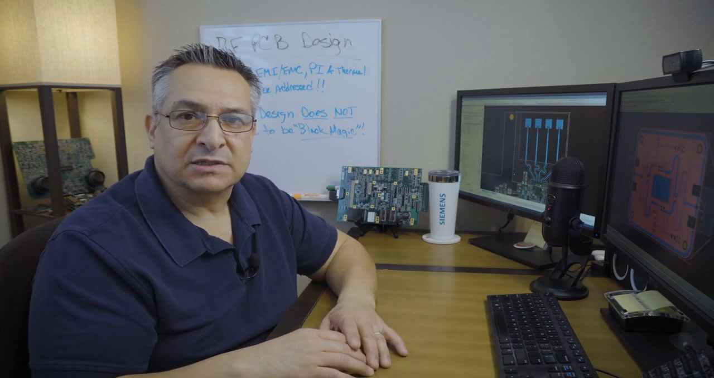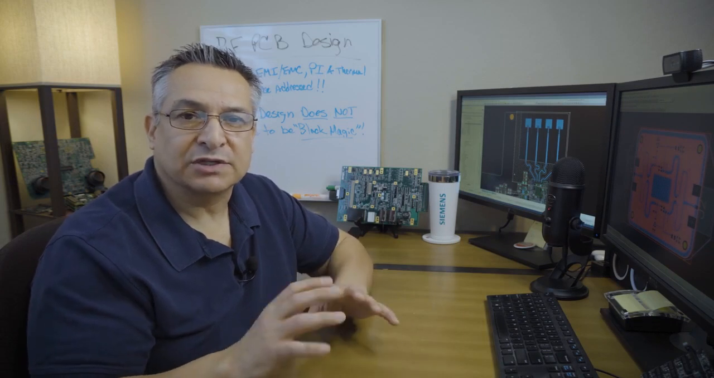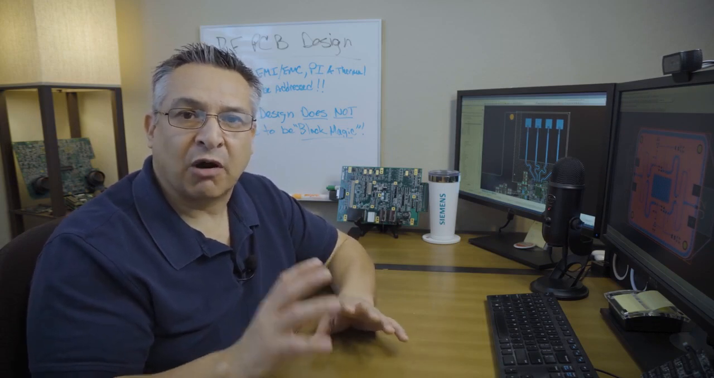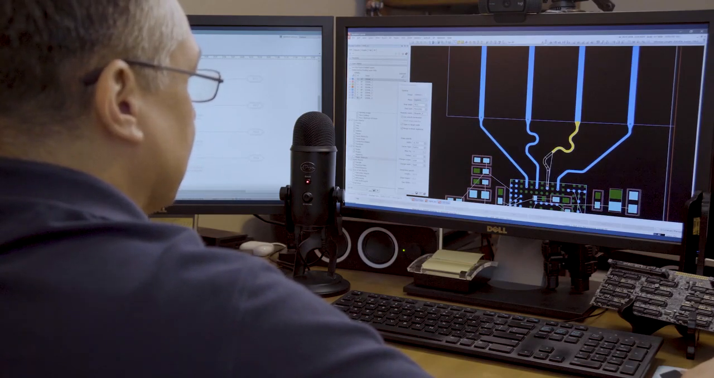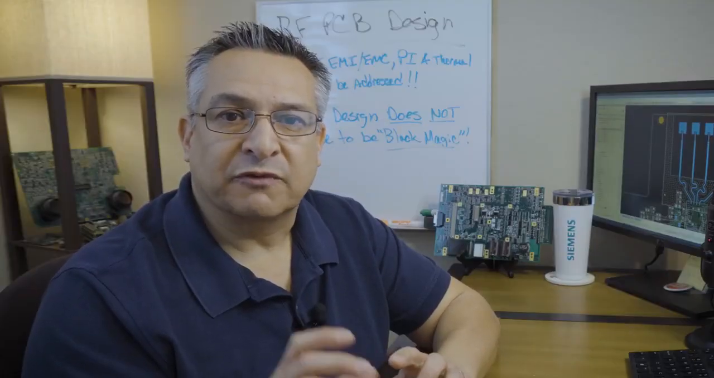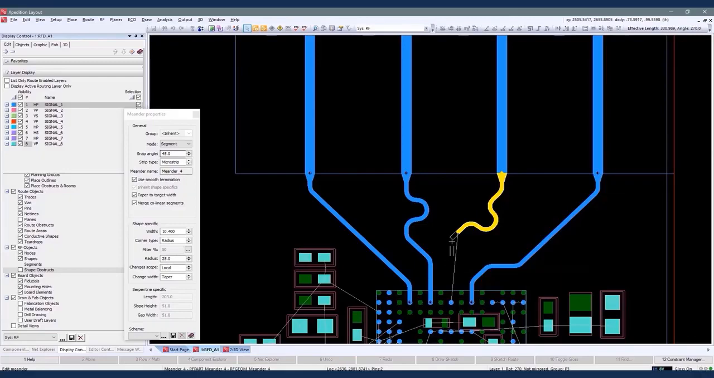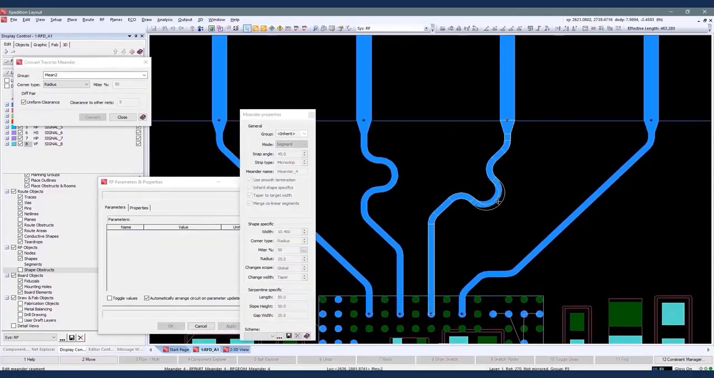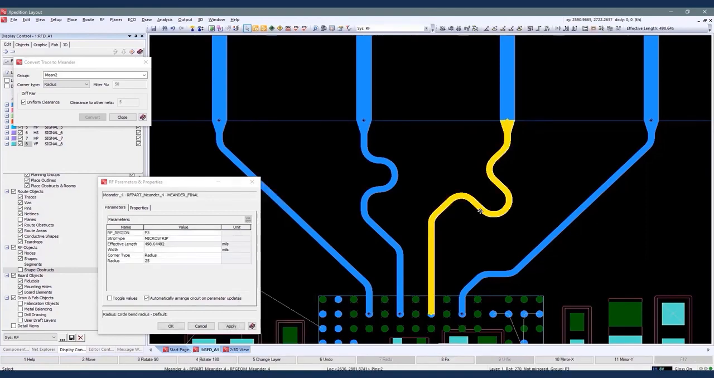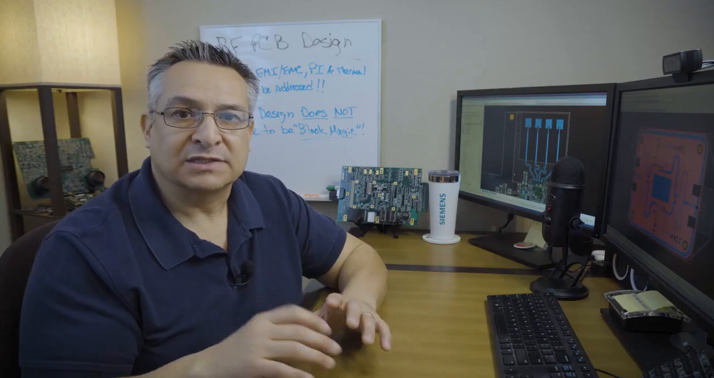RF PCB design refers to the process of designing printed circuit boards that are optimized for RF applications. RF PCBs are used in electronic devices and systems that operate at radio frequencies, ranging from a few megahertz to several gigahertz. These applications include wireless communication devices, radar systems, RF transceivers, and other high-frequency electronic systems.